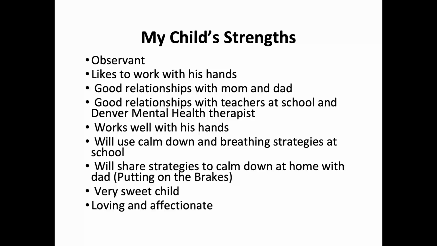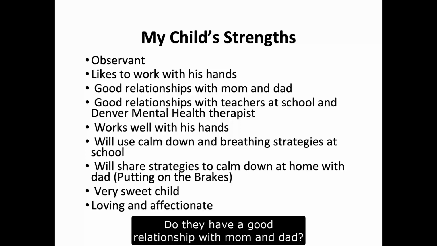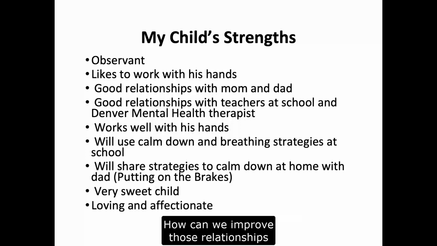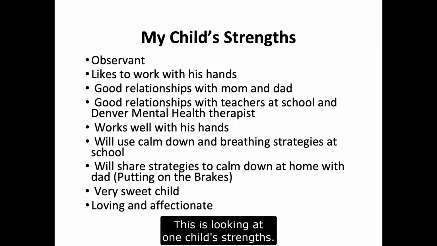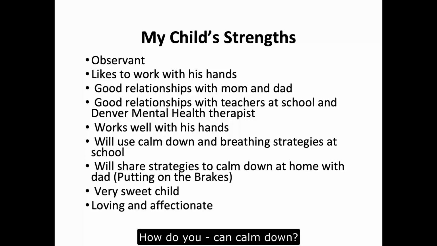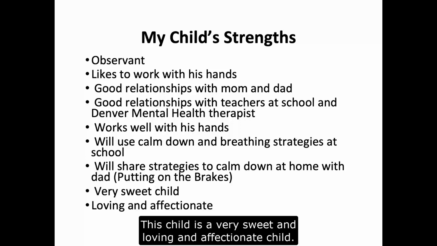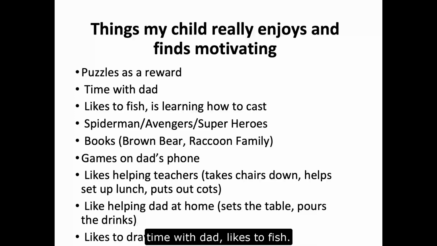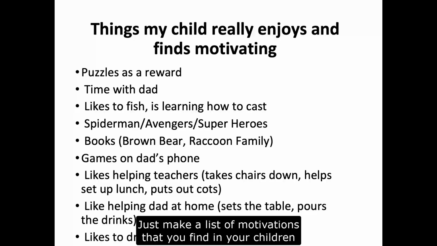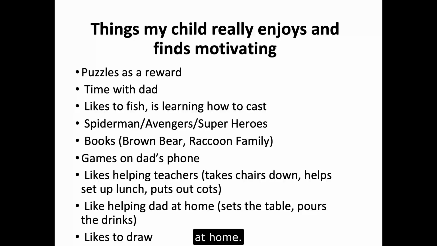So look at the strengths of your child, what they like to do. Do they have a good relationship with mom and dad? How can we improve those relationships with your children? Do they have good relationships with teachers at school? This is looking at one child's strengths. And how does this child calm down at home? This child is a very sweet and loving and affectionate child. So things that motivate this child are puzzles as a reward, time with dad, likes to fish. So just make a list of motivations that you find in your children at home.